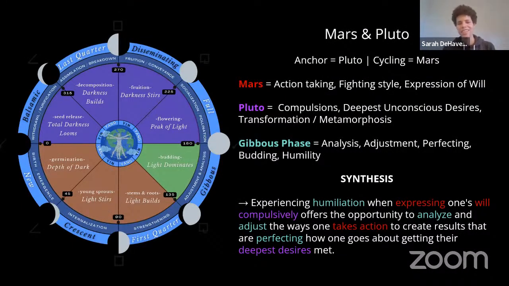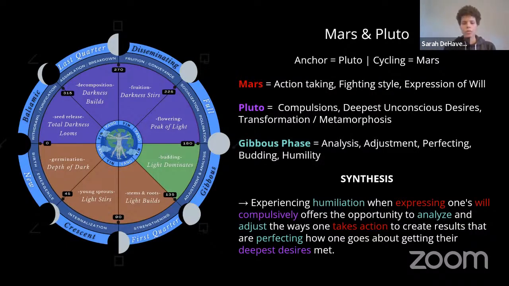But anyway, Mars and Pluto, synthesizing it from the perspective of Gibbous. We could see it manifesting this way. Experiencing humiliation when expressing one's will compulsively offers the opportunity to analyze and adjust the ways one takes action to create results that are perfecting how one goes about getting their deepest desires met.